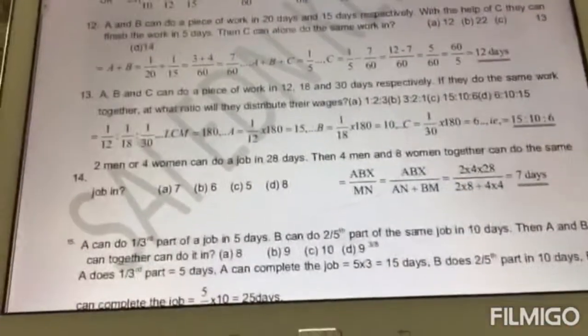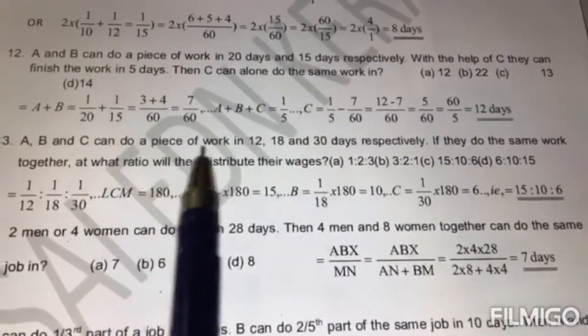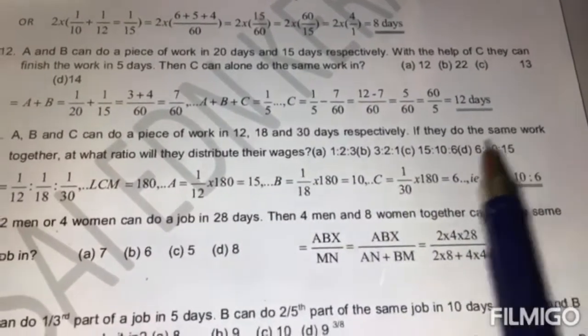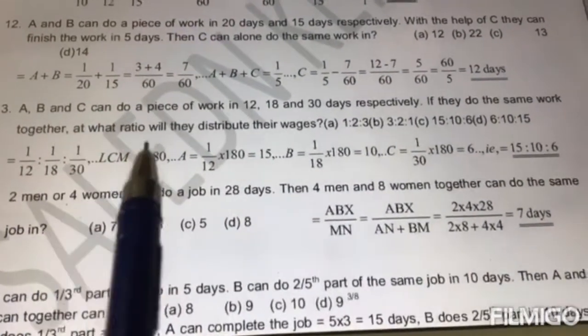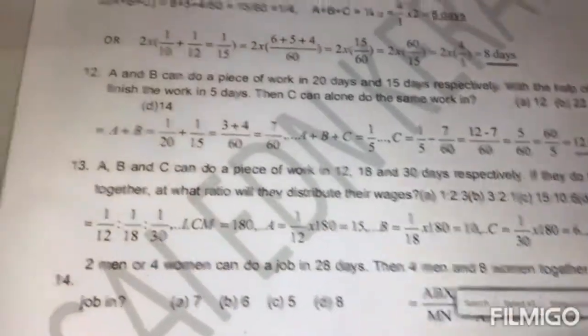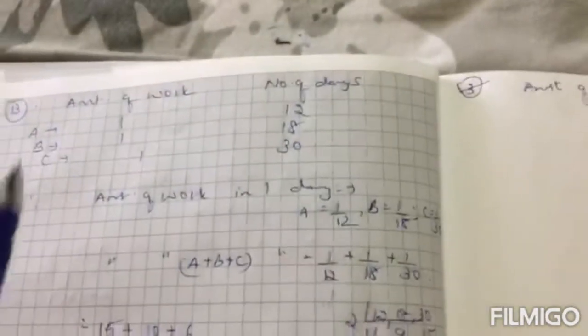All right. So let's do number 13. A, B and C can do a piece of work in 12, 18 and 30 days respectively. If they do the same work together, at what ratio will they distribute their wages? So remember, let us assume that wages are distributed in proportion to the amount of work that they have done. Okay. So let's write this out.